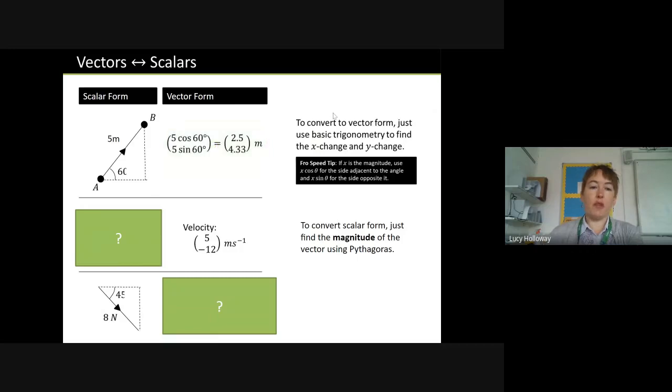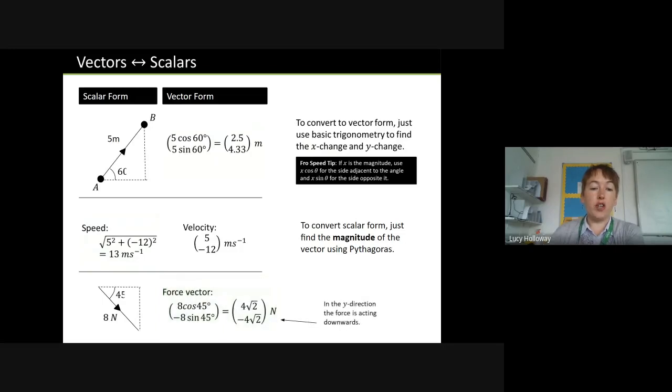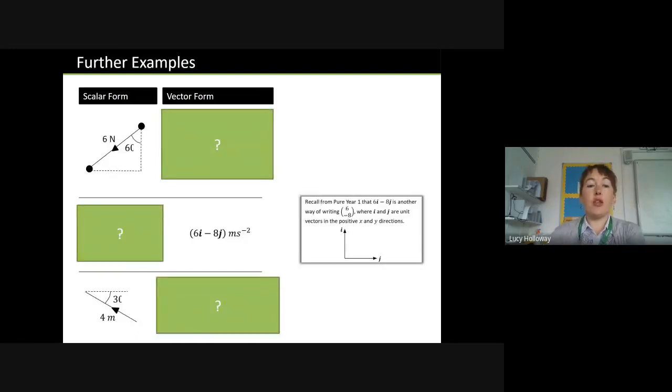Okay, so again, using trigonometry, we can work out the horizontal and vertical components of this force. So you get 2.5 over 4.33. And then we can use Pythagoras to work out the diagonal component of this force here. So if you have 5 squared plus negative 12 squared and square root the answer, you get 13. And then that last one there, again, we can use trigonometry to work out the horizontal and vertical components of this force.